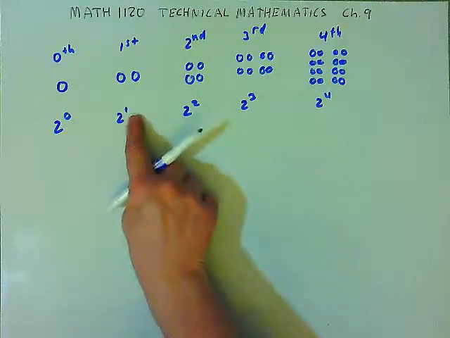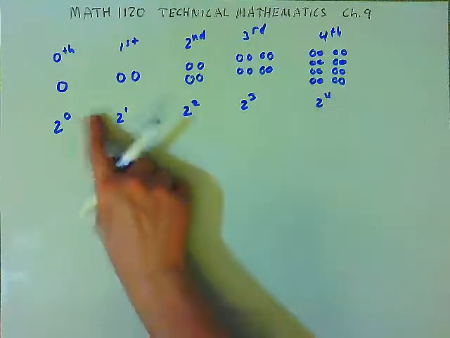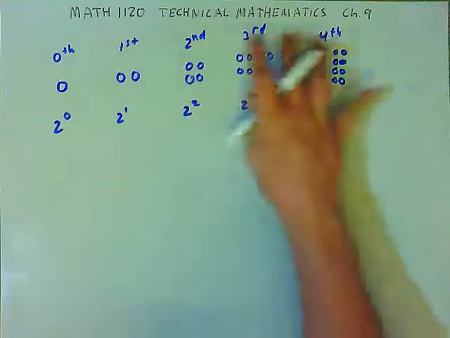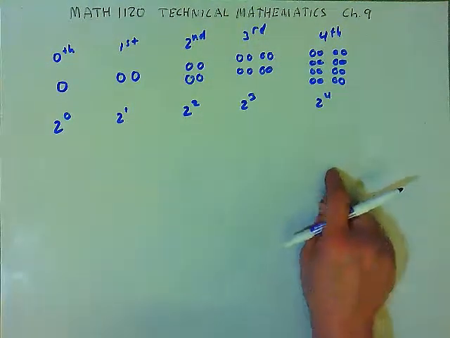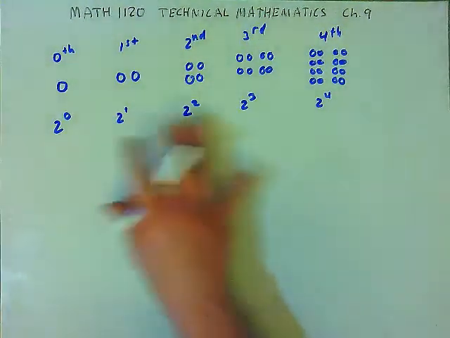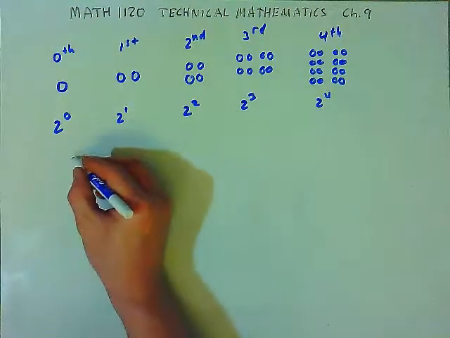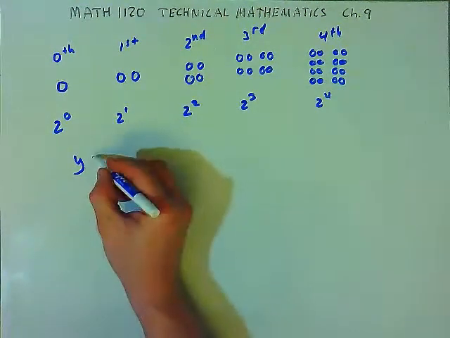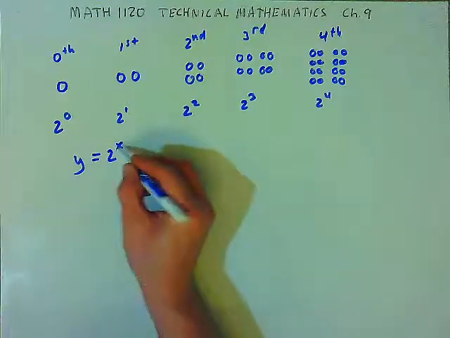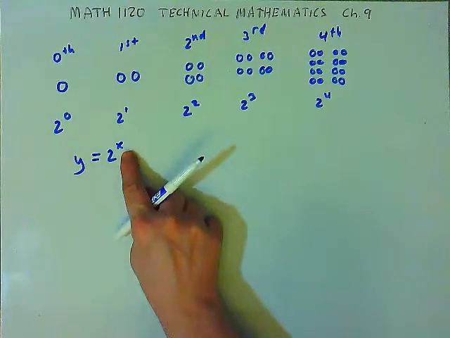And so the exponent here is the day, right? 0, 1, 2, 3, 4 are the exponents. Those represent the number of days that have passed. And these work out to be the number of cells that we have. And so the exponential function in this example is y equals 2 to the x power, where x is the number of days that has passed.